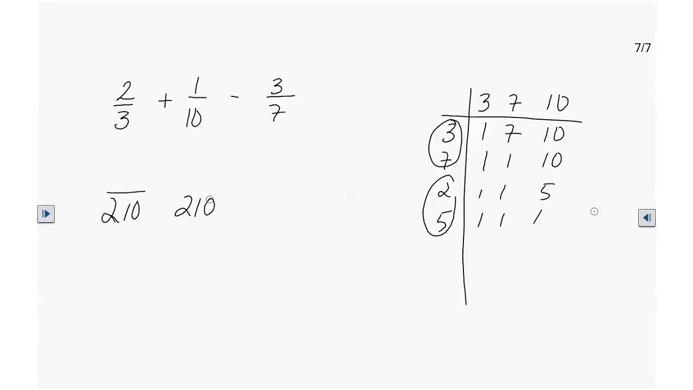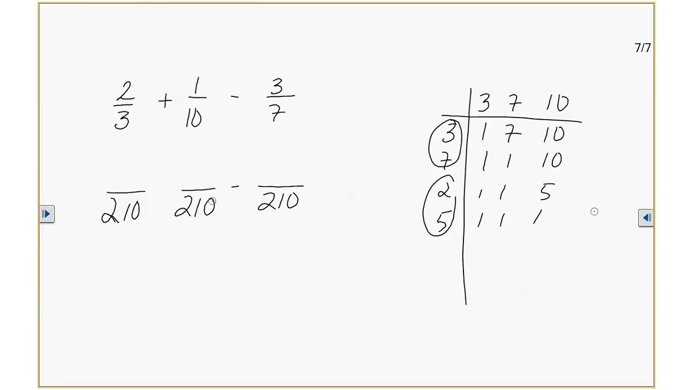You know the good part about this? You don't even need to calculate. Watch. 210. How many times will 3 go into 210? Well, you take the 3 out. How many times will 3 go into 210? 70 times. 70 times 2 is 140. So you didn't even have to use a calculator. I need to erase that because I marked it out. Oops. Okay. How many times will 10 go into 210? Well, you can take the 10 out. How many times? 21 times.